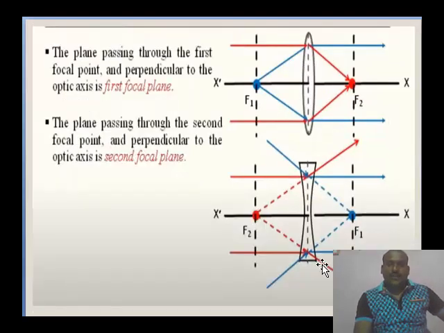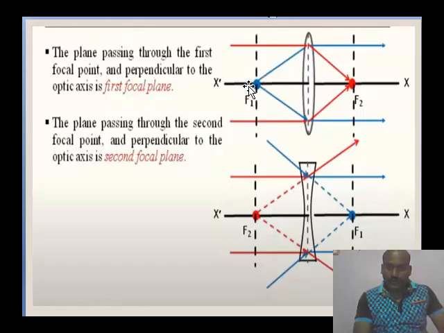Next, if at F1 you draw a perpendicular to the principal axis, that is the first focal plane. Look here, that is F1, the first principal focal plane: the plane passing through the first focal point and perpendicular to the optic axis, that is the principal axis, is the first focal plane. It is drawn at the first focal point, that's why it is called the first focal plane.